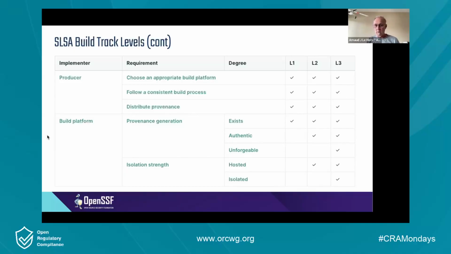They also have to follow a consistent build. So this is like reproducibility of the build process, right? You have to have automation involved and so on. And they are responsible for distributing the provenance along with their artifacts. On the build platform side, producers have to generate the provenance, and there are different levels. First, they need to make sure it exists.